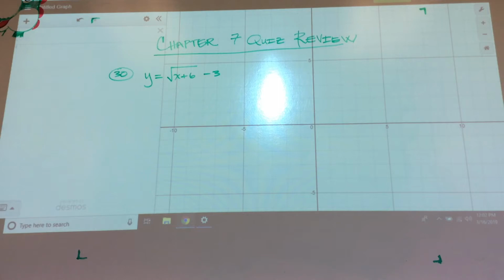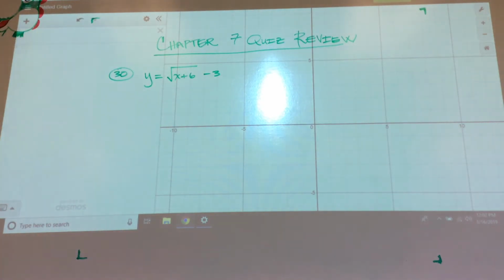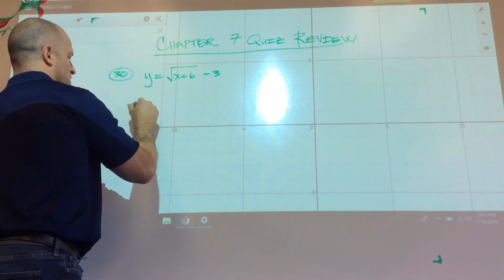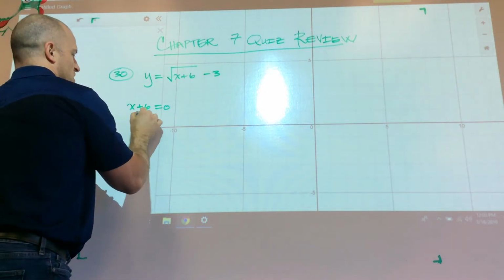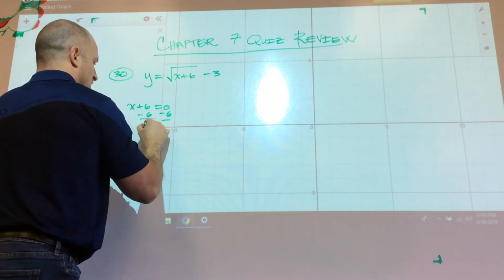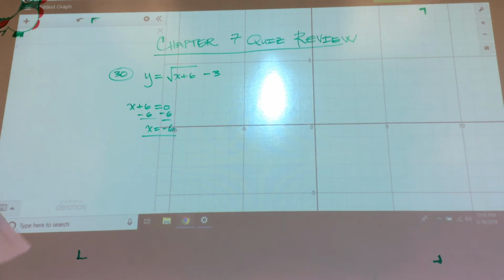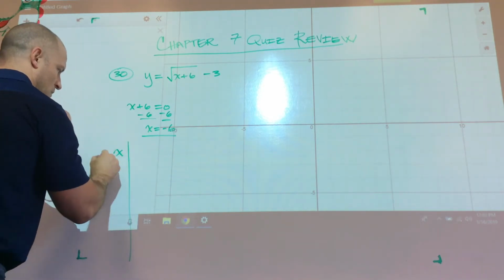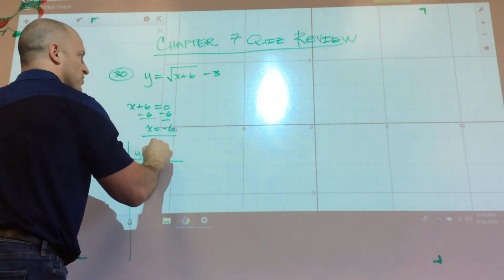So the first thing we want to do is always look at what's inside of our radical to determine where this square root function is going to start. In other words, what are the beginning of permissible values? So we take x plus 6, we set it equal to 0. We can subtract 6 from both sides to say x equals negative 6. So that's going to be where we start with our table of values. We can then set up that table of values. And of course, y is going to be equal to this equation that they've given us.